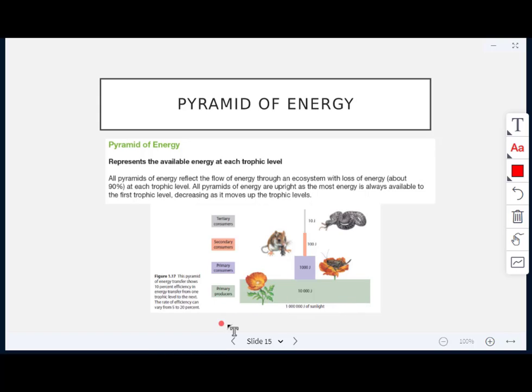So this here, it doesn't say what type of ecosystem, but it is a pyramid of energy, and it is showing that there's a 90% loss, and 10% is being transferred from one trophic level to the next. So showing here 10,000 joules of energy, then 1,000 joules, 100, and then 10 joules of energy. So again, that is the rule of 10, but keep in mind that the rate of efficiency can vary from 5 to 20%.